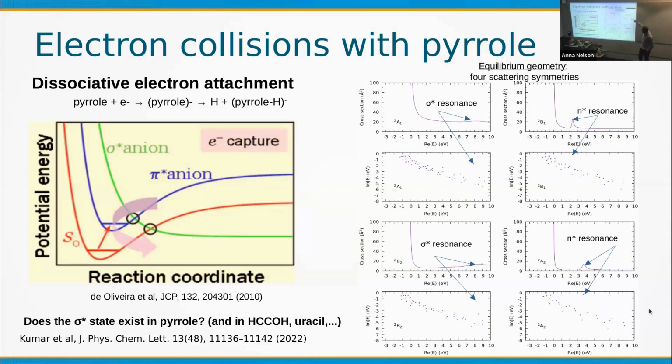So we did calculations of resonances in the complex plane, and we found, of course, these standard pi-star resonances. We also found 2 resonances which were not previously reported. These are sigma-star, but they are very high in energy. They cannot have anything to do with the mechanism in play.